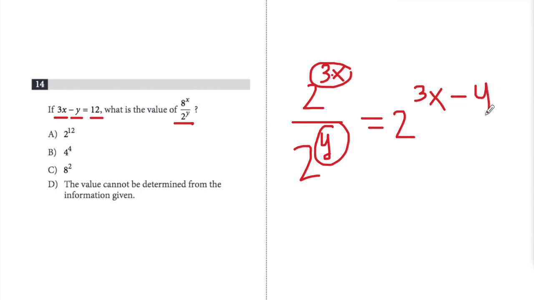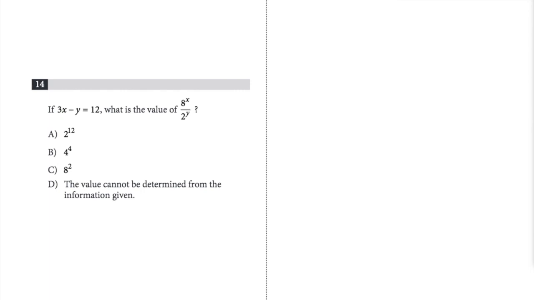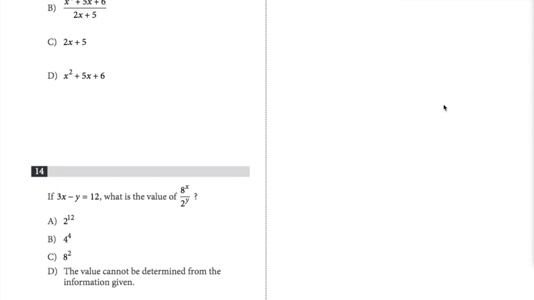But our question is asking, what is the value of this? Now we know here 3x minus y equals 12, so we can substitute. So it'd be 2 to the power of 12. Therefore our answer would be A. Alright, let's go to number 15.